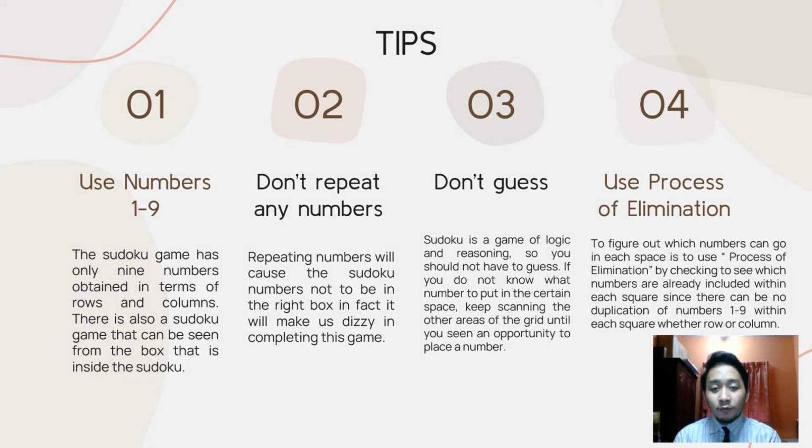Alright, next we move on to the tips on how to play Sudoku games. The first tip on playing this game is that we use numbers 1 until 9. This is because the Sudoku game has only 9 numbers in terms of rows and columns. There are also the boxes that can be seen inside the Sudoku.